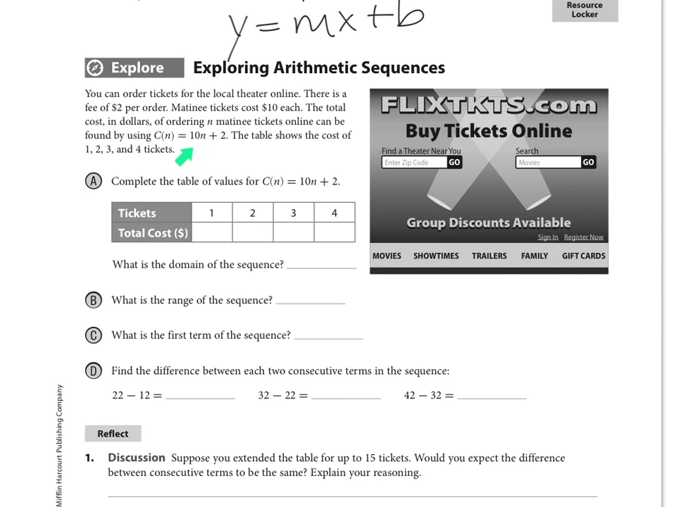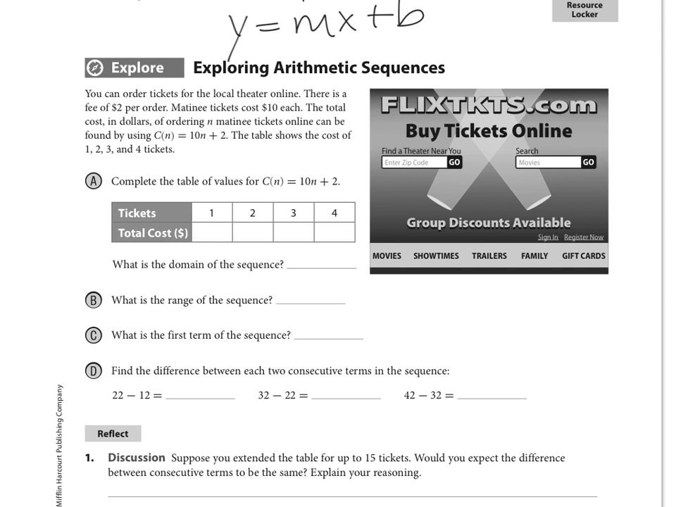So go to y equals, type that equation in, 10x plus 2. Y equals 10x plus 2. Go to second window, your table set. Start your table at 1. Do your delta table by 1. And have both of them on auto. Then press second graph to go to your table. And then tell me what the values are here.